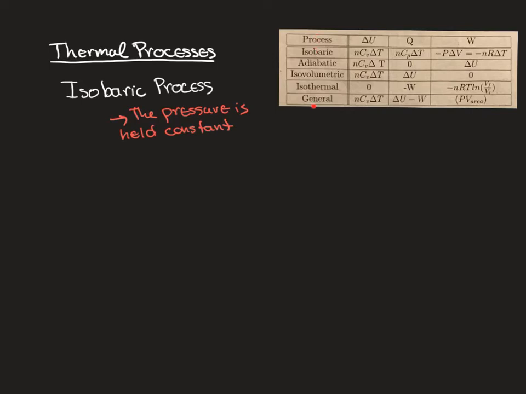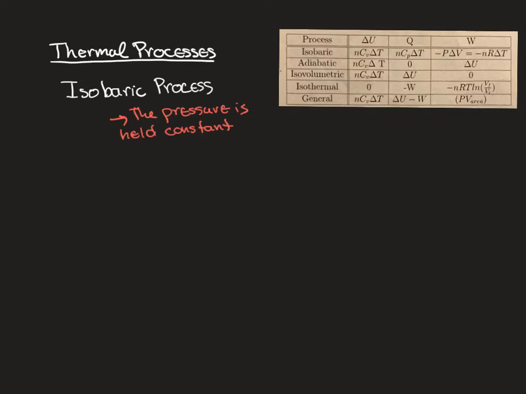So in this first column we have the different types of processes, and up top we have the different process variables that make up the first law of thermodynamics. So column 1 is going to tell you how to calculate the change in internal energy for each type of process. And we learned about that in the video for the first law of thermodynamics. So this equation we're all aware of. We'll talk about why isothermal is 0 a little bit later.